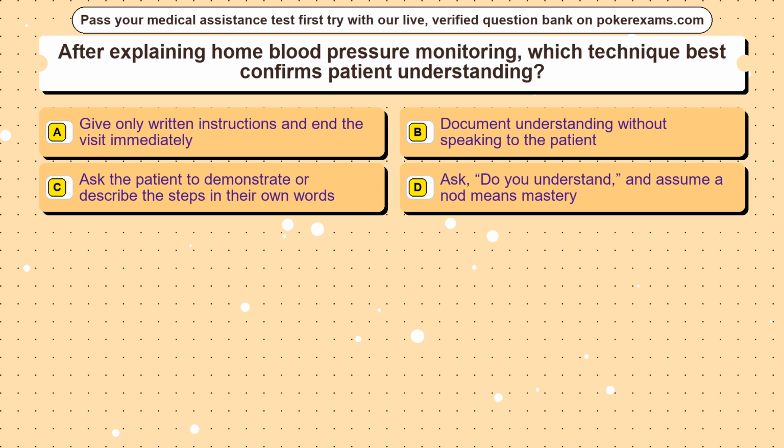Question 95. After explaining home blood pressure monitoring, which technique best confirms patient understanding? Option A. Give only written instructions and end the visit immediately.